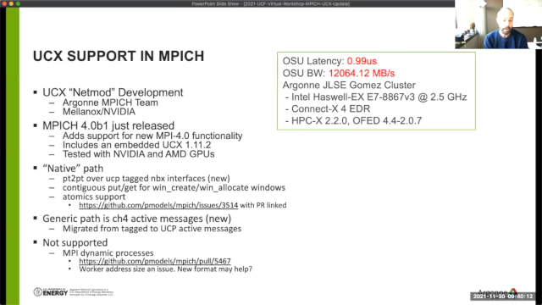Like I said, for the generic path, we're now using the CH4 active message, the UCX or UCP active message API, which is a pretty straightforward port. I'll talk about that in a later slide.